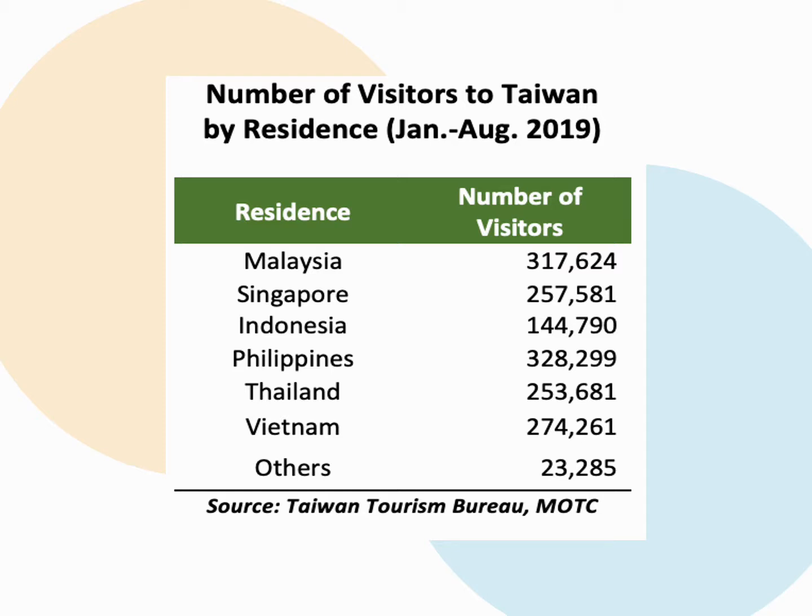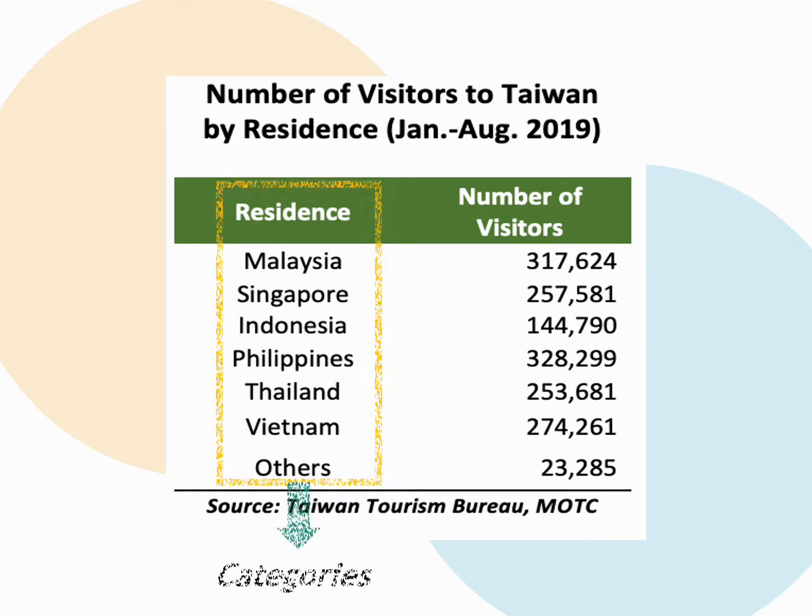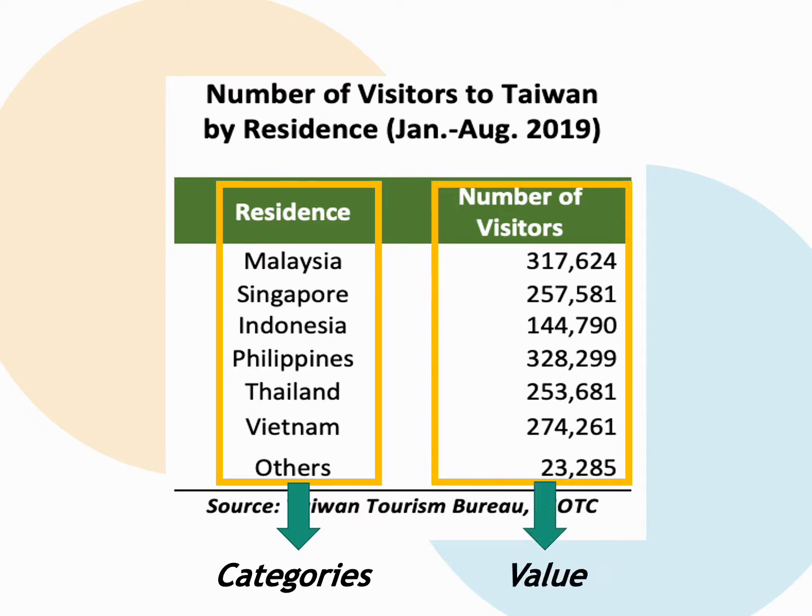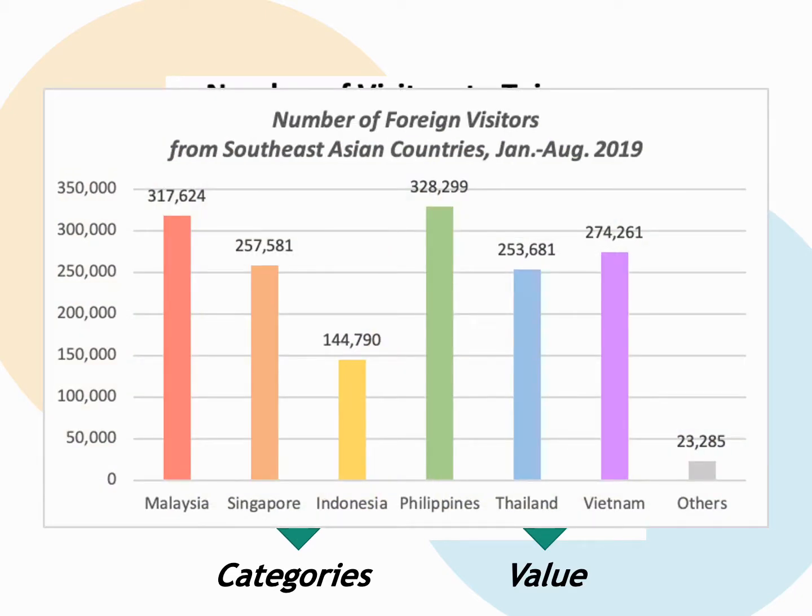The statistics show the number of visitors from different Southeast Asian countries, including Malaysia, Singapore, Indonesia, the Philippines, Thailand, Vietnam, and other countries. As we have learned in the previous slide, we know that a bar chart consists of two axes, one showing the categories of data, the other showing the value. Here, we use residents as the categorical items and numbers of visitors as the value. We can now convert the statistics into a bar chart.